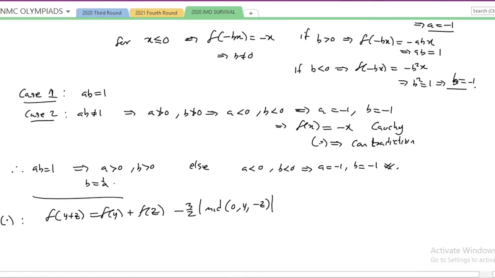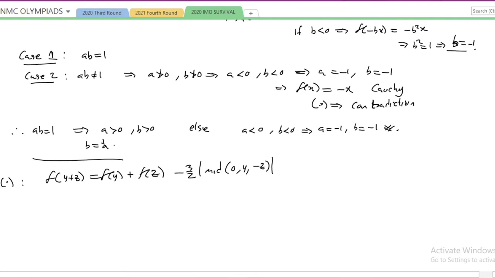Okay, so now we look at when y is greater than 0 and z is less than 0. So when we have this, then in that case this will be positive, this will be positive. So the mid is just going to be the lesser one between y and minus z.